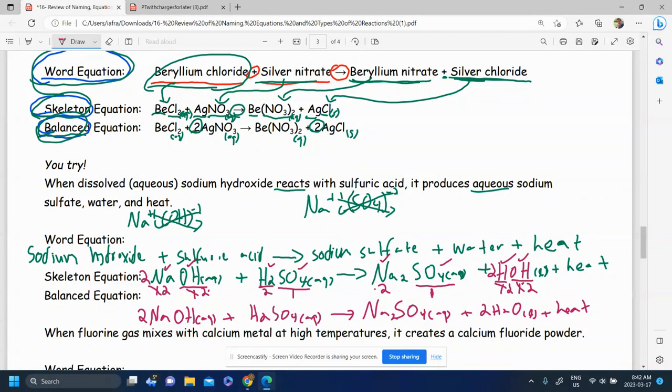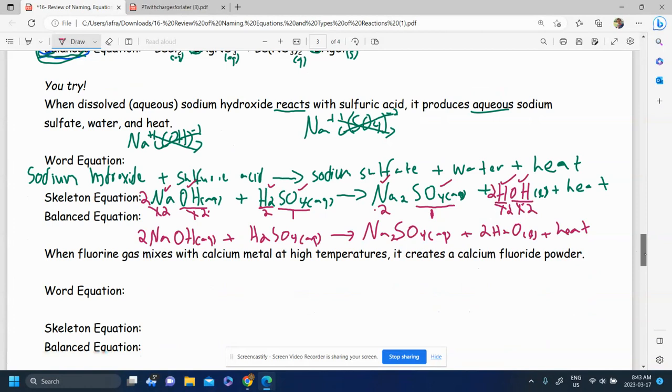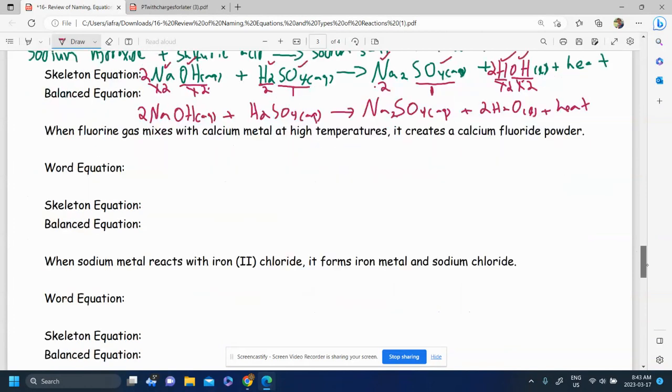In reality, you wouldn't need to balance the skeleton equation unless I tell you to. So if I tell you write a balanced equation, start off by doing the word, then do the skeleton, then go ahead and balance it. So that is a quick review of how to write skeleton, word, and balanced equations. We'll try another one. I recommend you pause the video, try it yourself, and then check your work after to see if you're on the right track.